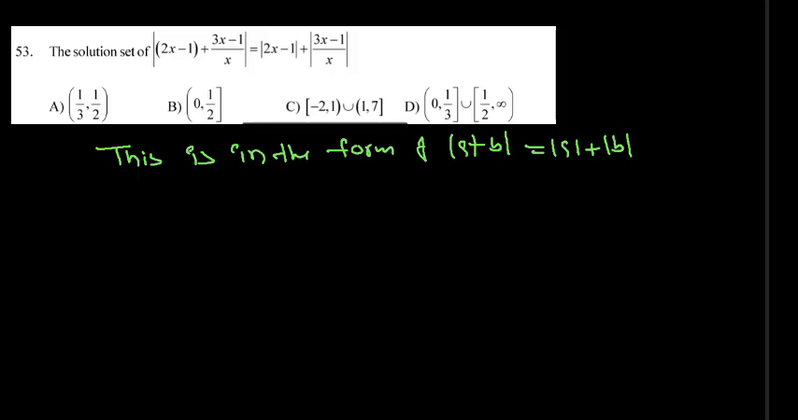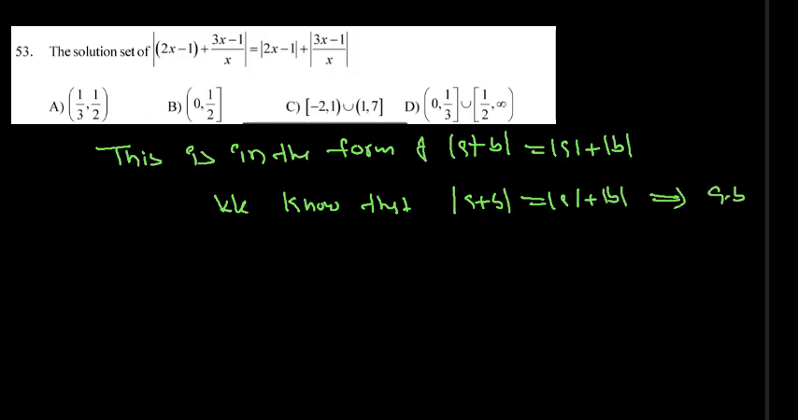Yeah, this is our next problem. This is in the form of mod A plus mod of A plus B equal to mod A plus mod B. We know that mod of A plus B equal to mod A plus mod B implies A into B greater than or equal to 0. What does that mean? A means 2x minus, B means 3x minus, so x should be greater than alpha.